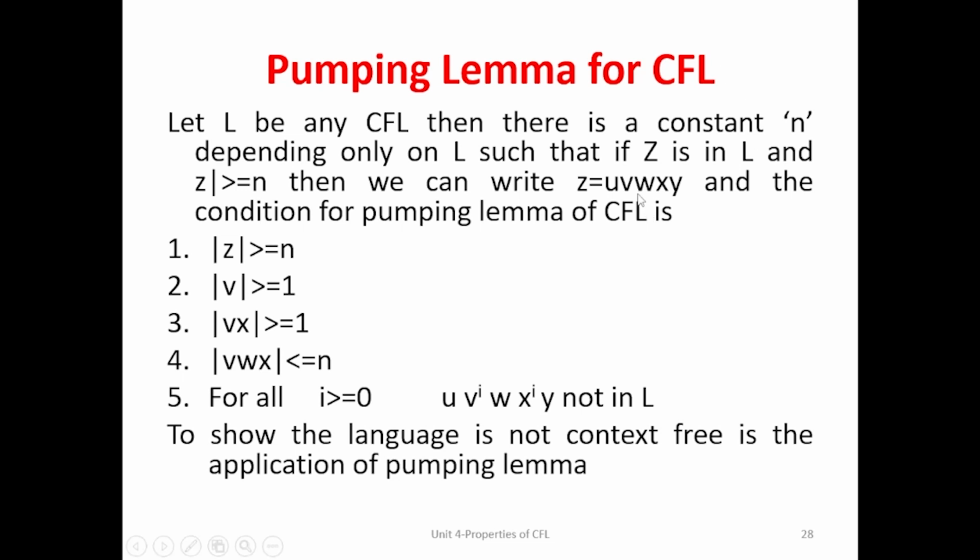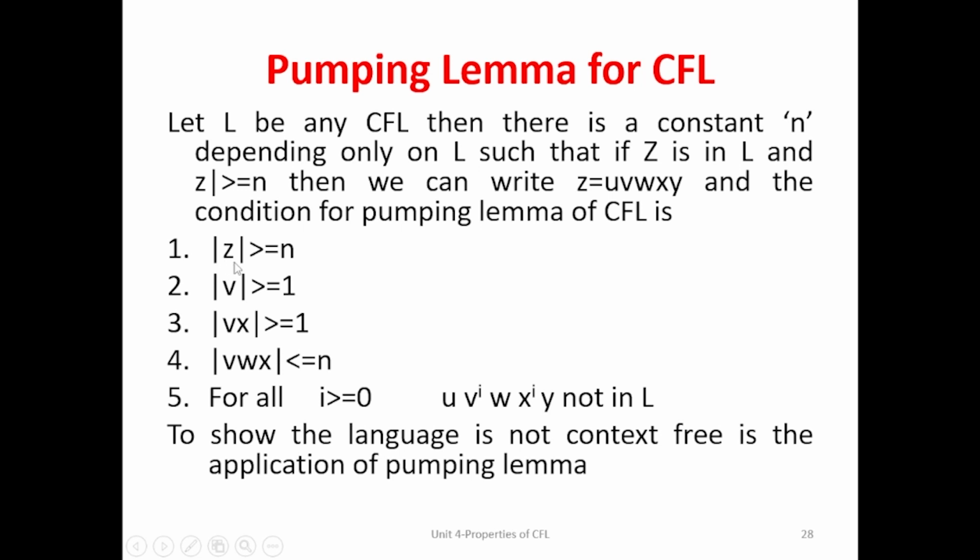If you consider the formation of a string of a particular language, that string should be a valid string in the given language. We should take at least 5 symbols available in the given language. So we consider capital Z as a string which contains 5 substrings, namely U, V, W, X, Y. If it is framed this way, then it should satisfy these rules.